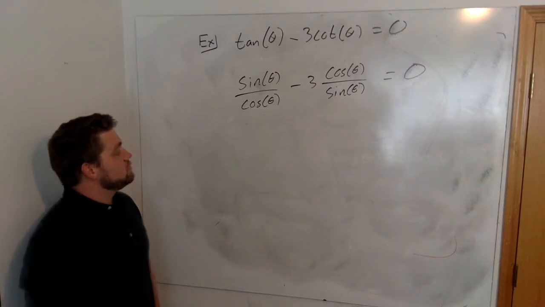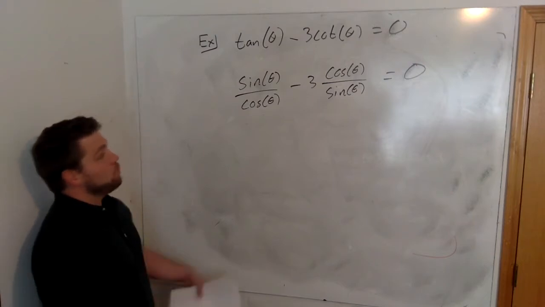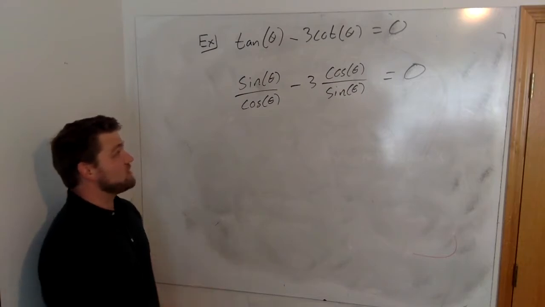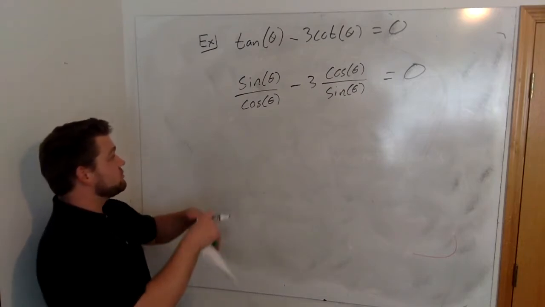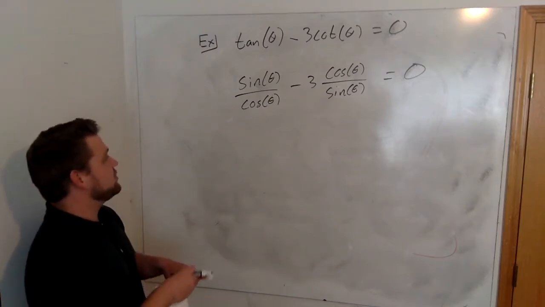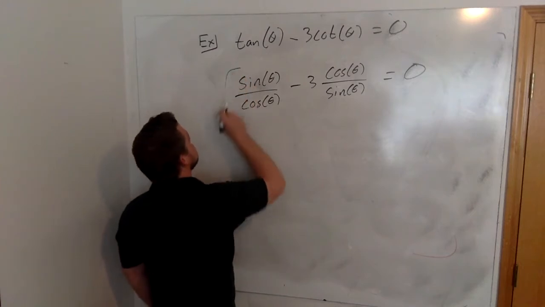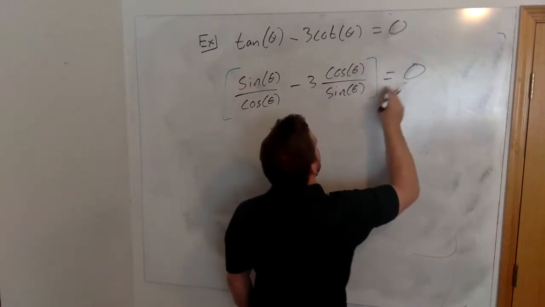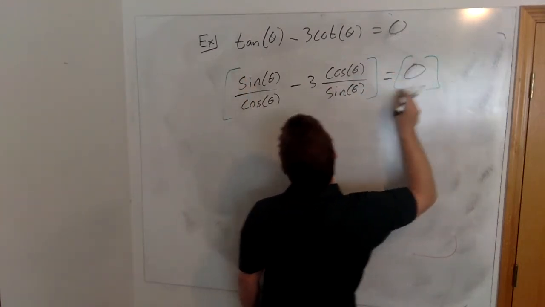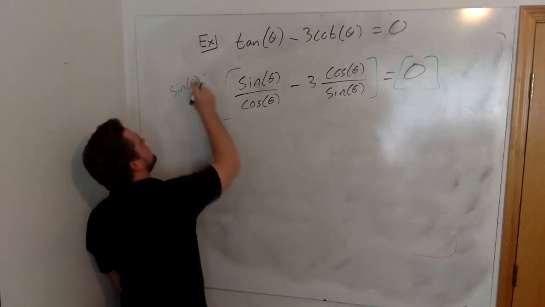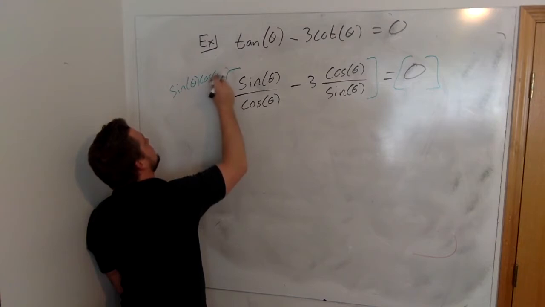Okay, so how are we going to solve this? Well, we have an equation that involves fractions. So we could clear the fractions by multiplying both sides by sine times cosine. Let's multiply both sides by sine of theta times cosine of theta.